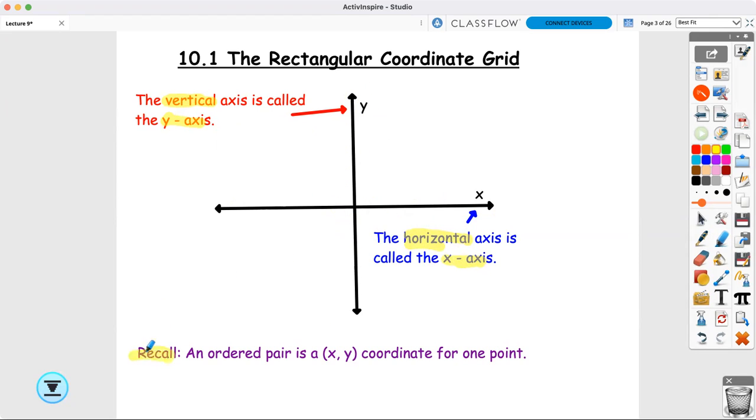Now recall, remember the word recall means you're bringing this back from the past because you should have been exposed to it already. An ordered pair is an XY coordinate for 1 point. So X and Y, right? So parentheses, X comma Y parentheses. That is the format. That is how we write points or ordered pairs, okay? We're going to utilize this in the next slide.